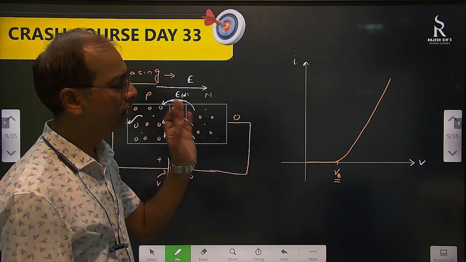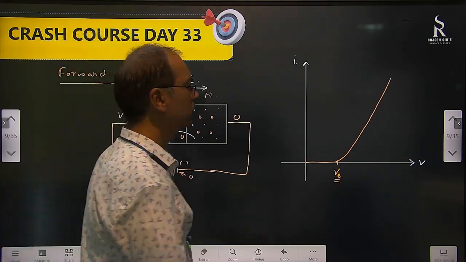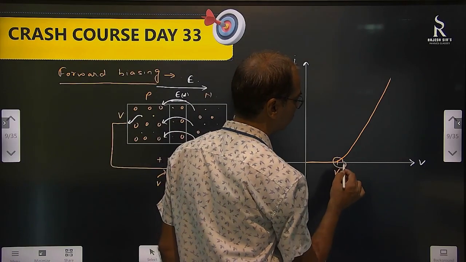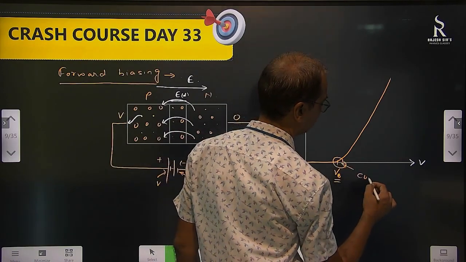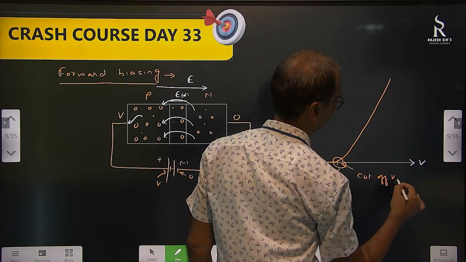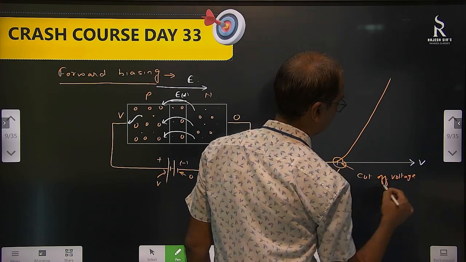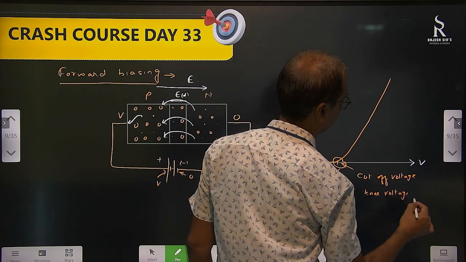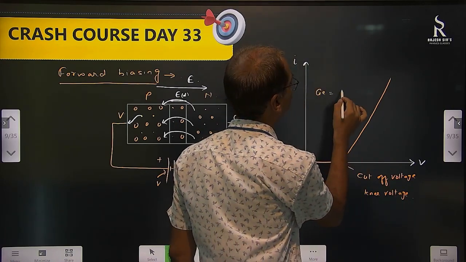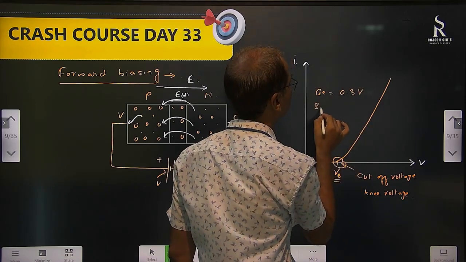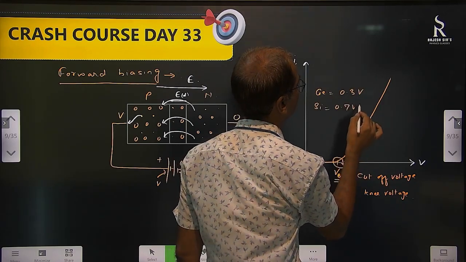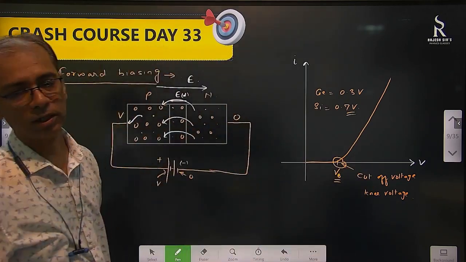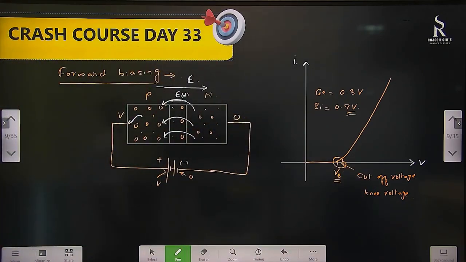Suddenly the current increases. So what is this? This is the barrier potential; you can say cutoff voltage, you can say knee voltage, anything we can say. For germanium, this value is 0.3 volt. Sometimes it becomes necessary to remember this because this information is at times not given in the problem. So it's better to remember: for germanium it is 0.3 volt and for silicon it is 0.7.